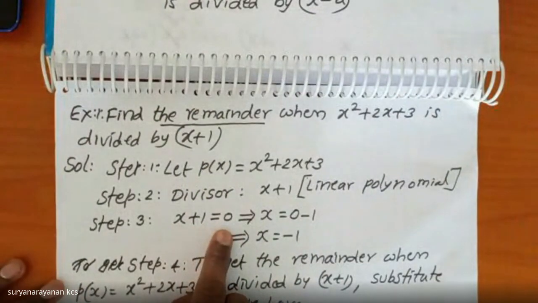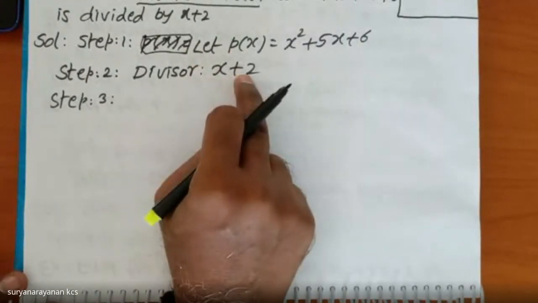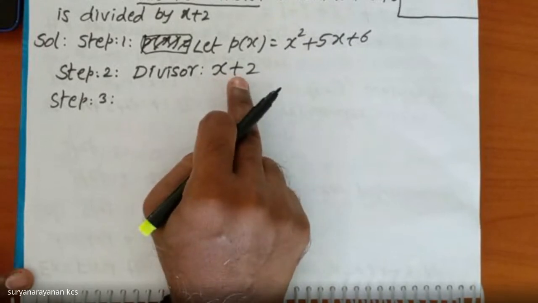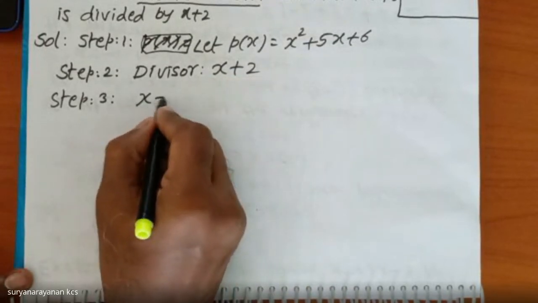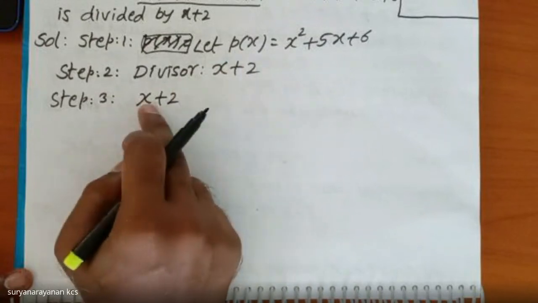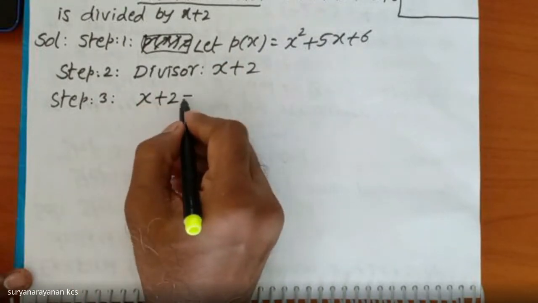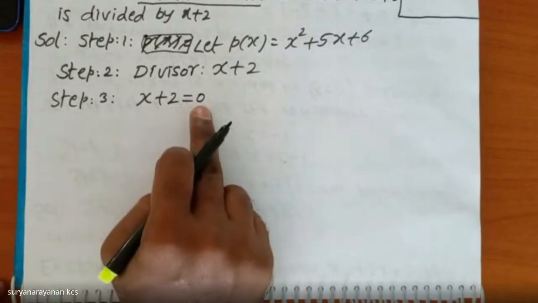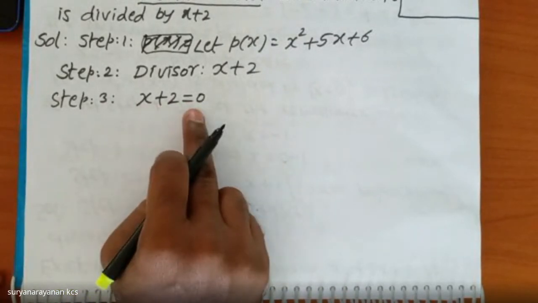So x plus 1 is equal to 0. Then what should we do here in this step 3? Plus 2 is equal to 0. Yes, whatever the divisor we have identified here, write it as it is. Write that divisor as it is, is equal to 0. Then you get a simple equation in the variable.